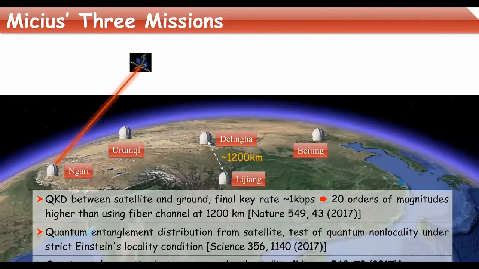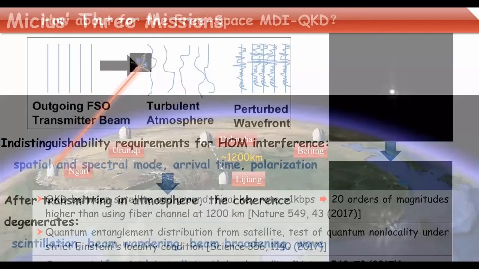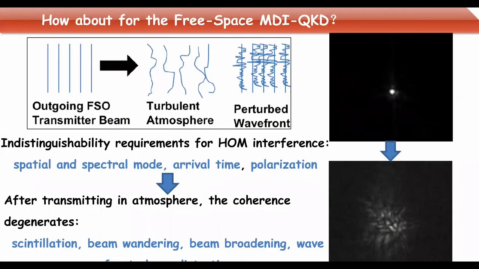This is just to show you the status. Because as I mentioned, what I'm pushing is MDI-QKD or TF-QKD. So the problem is, can we do MDI-QKD in free space? MDI-QKD will be the next step for satellite-based quantum communication. The basic principle of MDI-QKD or TF-QKD is interference of two independent lasers. For fiber it's easy because the spatial mode is not a problem.